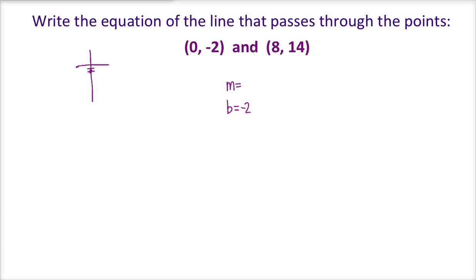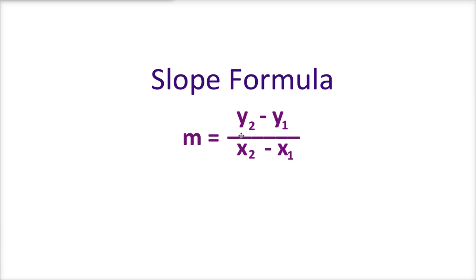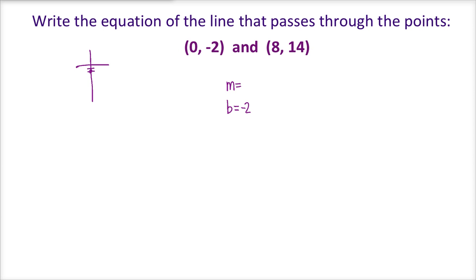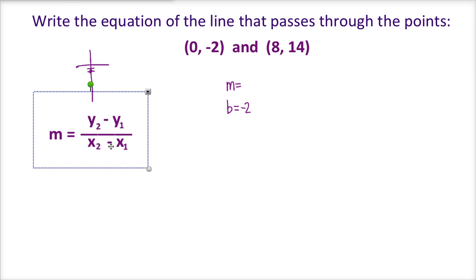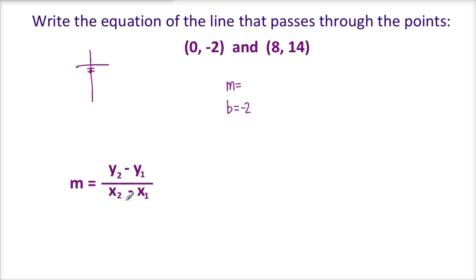So to find the slope, I need this equation. So let's copy this over. Okay, this is the equation that we use to calculate the slope. Now we need to label these points x1, y1, and x2, y2. So it doesn't matter which point we choose as number 1 or number 2, but let's just choose this one as number 1, so that means this x-coordinate would be x1, and this coordinate would be y1, and this one would be x2, because it's my second point, and y2.